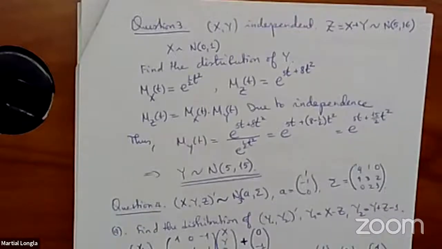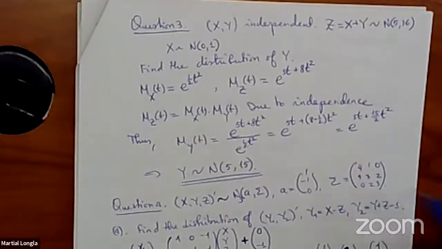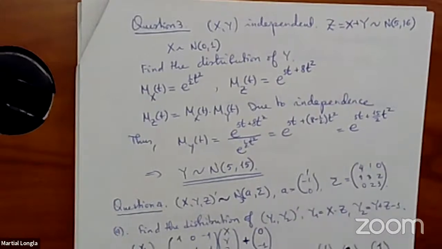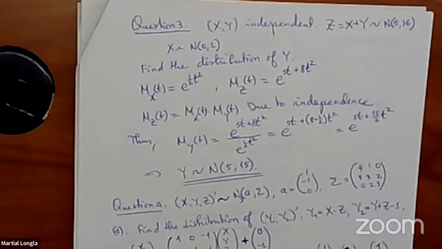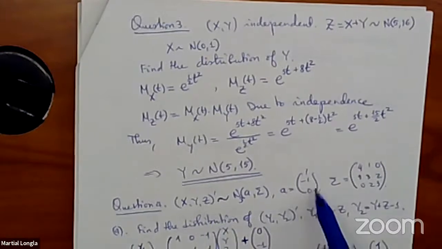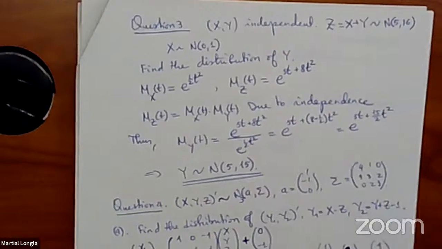So here you got 4 for X. If the question was Y, you would have mean -1 and variance 3. If it was Z, you would have mean 0 and variance 3.